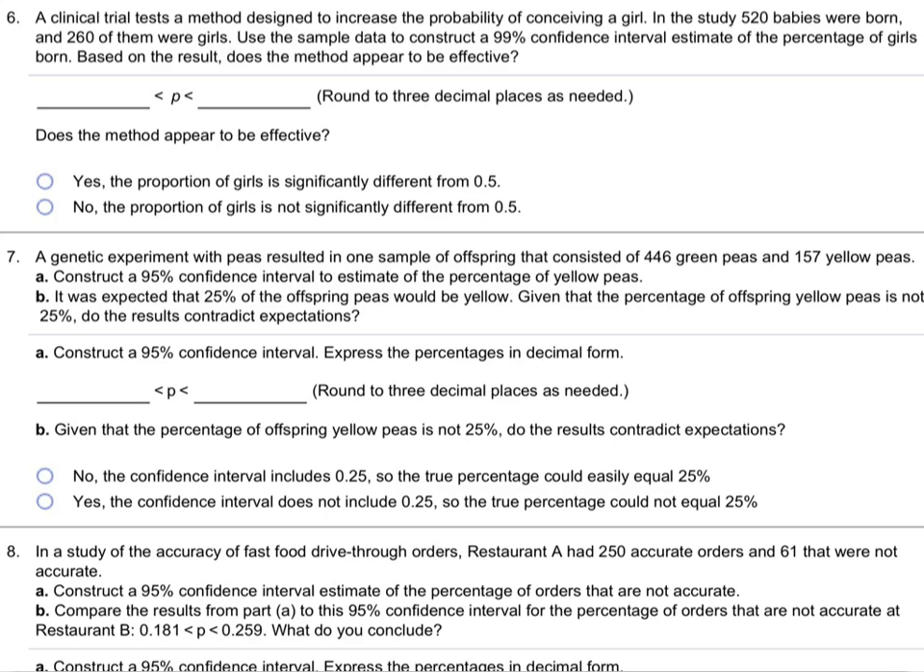A clinical trial tests a method designed to increase the probability of conceiving a girl. In the study, 520 babies were born, and 260 of them were girls. Use the sample data to construct a 99% confidence interval estimate of the percentage of girls born. Based on the result, does the method appear to be effective?